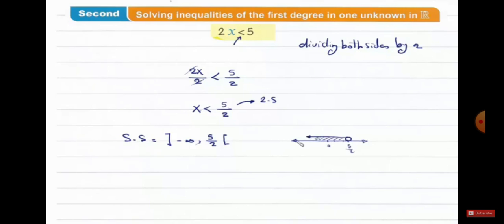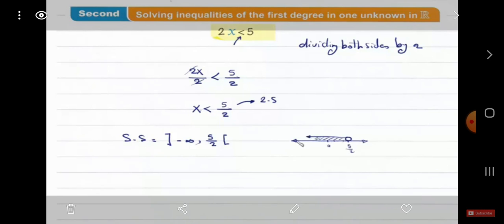Then we make the same procedures and all the steps that we make with the equation, we will make with the inequalities. 2 is up, then we can move it down to the other side, then x equals 5 over 2. But the SS here is different. For the equation, the SS is a number, but for the inequalities, it's an interval. x less than 5 over 2.